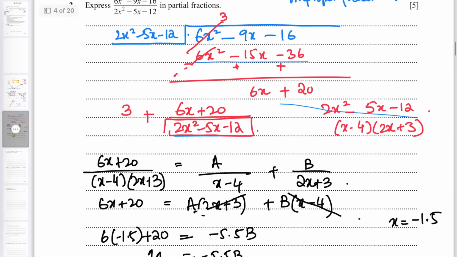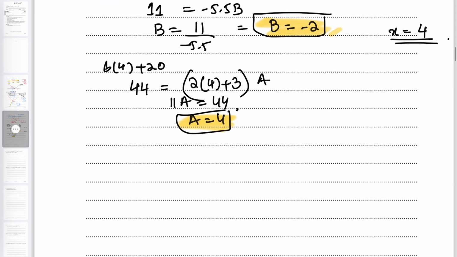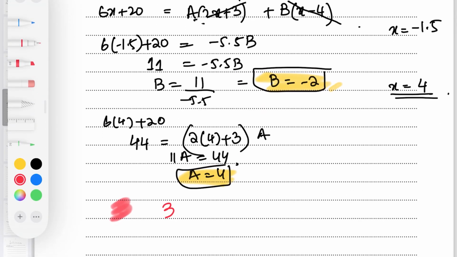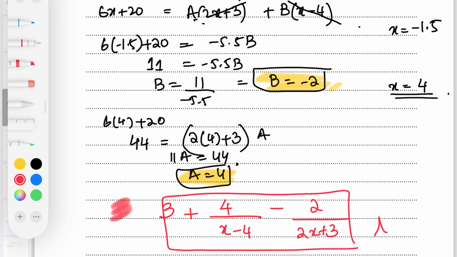Now, what was 3 plus? So it will become 3 plus 4 upon x minus 4 minus 2 upon 2x plus 3. This is my partial fraction for this particular question.